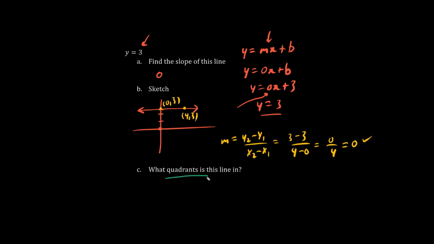What quadrants is this line in? We start at the top right, quadrant 1, quadrant 2, in a counterclockwise direction. This line is in quadrants 1 and 2.